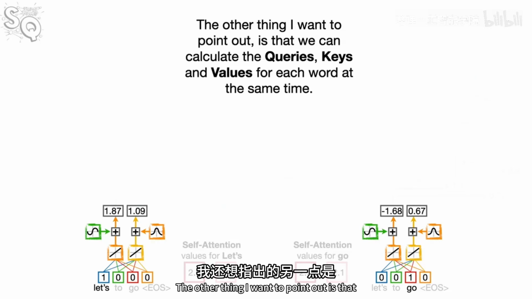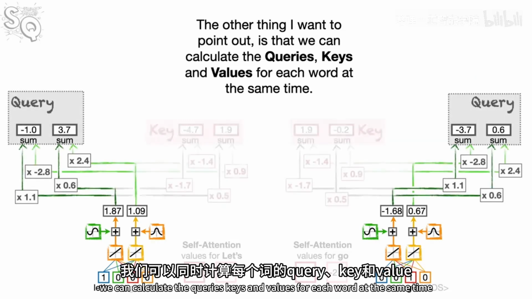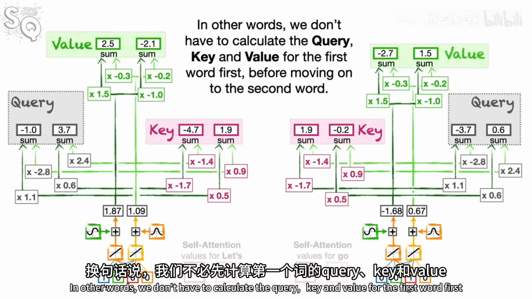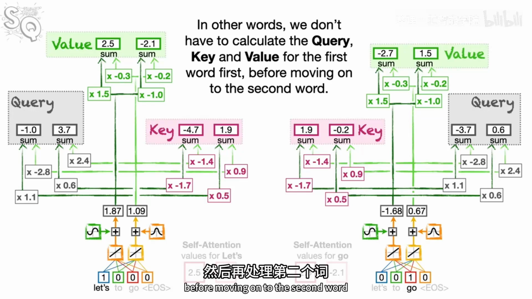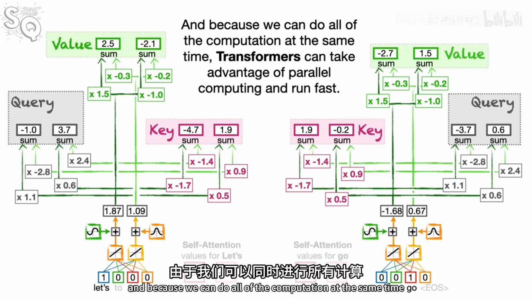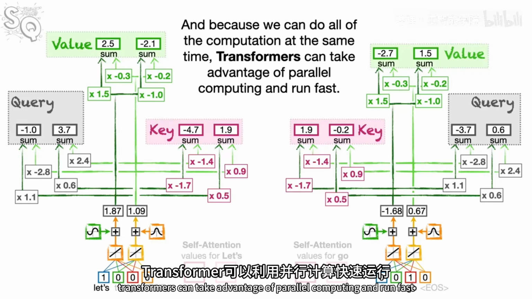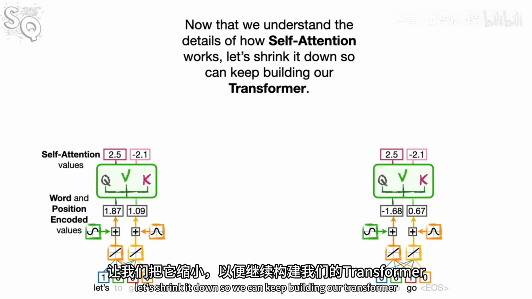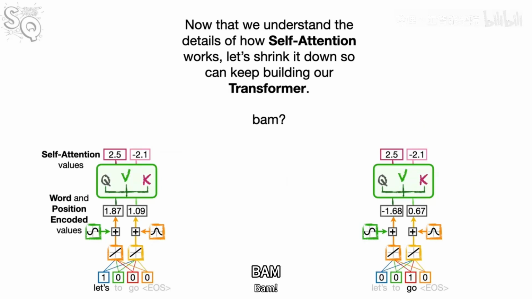The other thing I want to point out is that we can calculate the queries, keys, and values for each word at the same time. In other words, we don't have to calculate the query, key, and value for the first word before moving on to the second word. And because we can do all of the computation at the same time, transformers can take advantage of parallel computing and run fast. Now that we understand the details of how self-attention works, let's shrink it down so we can keep building our transformer. Bam?